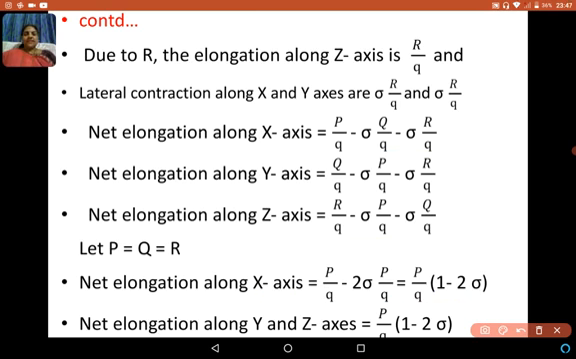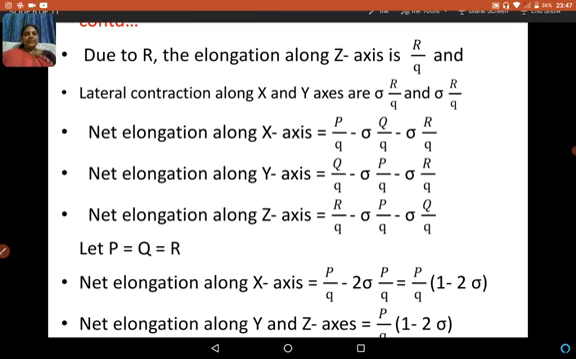Like that, the net elongation along the y and z axis is equal to P by Q into 1 minus 2 sigma. The elongation along the x-axis is also P by Q into 1 minus 2 sigma. Then for the y and z axis, that means for the perpendicular directions, the elongation is P by Q into 1 minus 2 sigma.